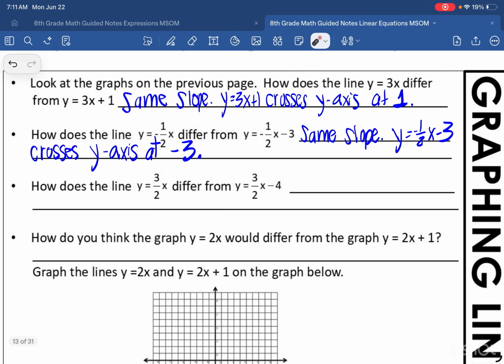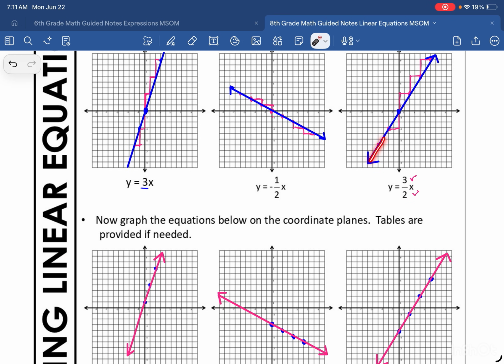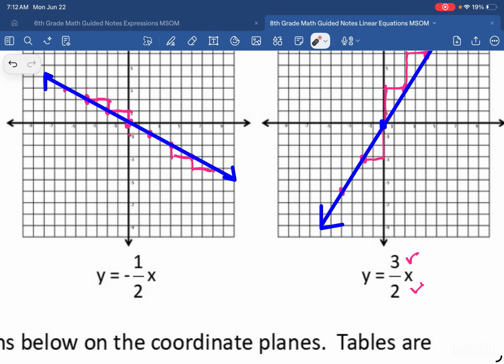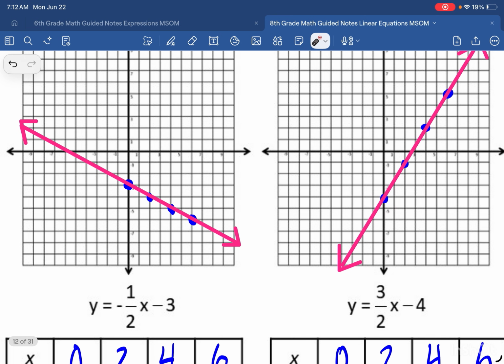How does the line y equals 3/2 x differ from y equals 3/2 x minus 4? So going back, we're looking at these two graphs right here. We have this one and this one. Again, they have the same slope, or the same steepness, but where they cross is different. This crosses the y-axis at the origin, and this one crosses the y-axis at negative 4.